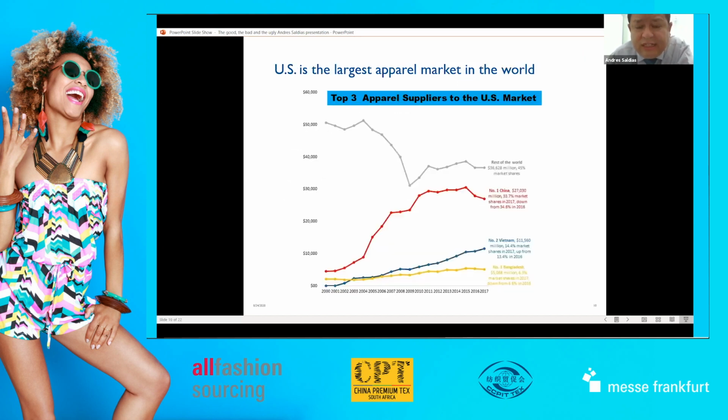As you can see, this has been changing if we analyze the three major suppliers to the US: China being number 1, Vietnam number 2, and Bangladesh number 3. You can see starting 2016, China has been dropping imports and the rest of the world is growing. That means there's a switch. While China is going down because of the reasons I just explained, the rest of the world has huge opportunities to gain that market share.